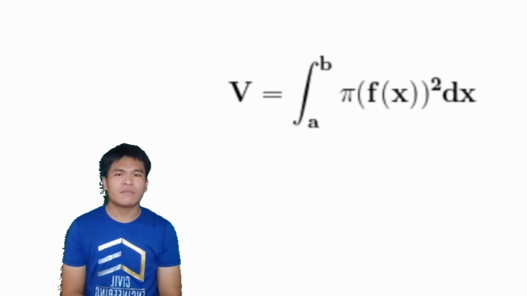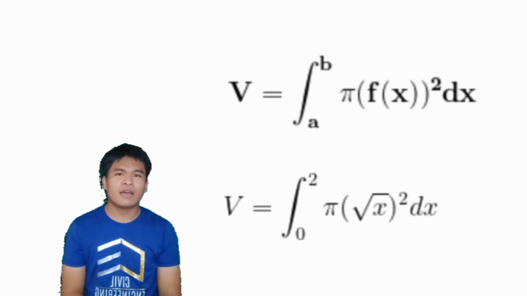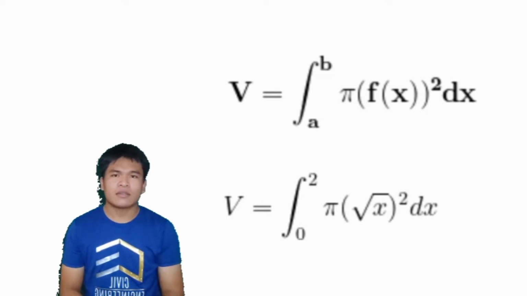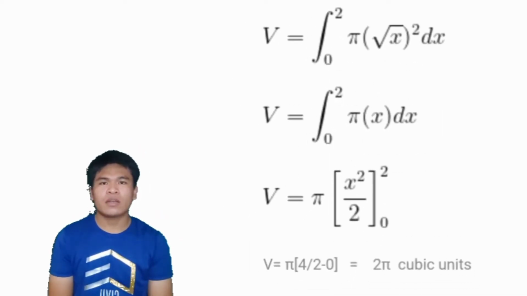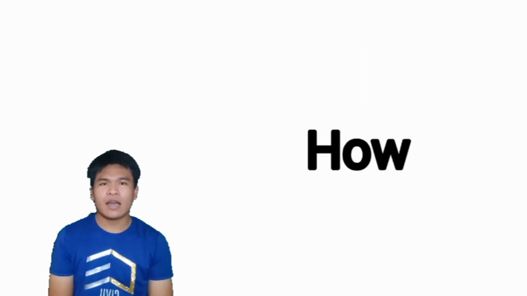Since the axis of rotation is the x-axis, we will use the formula volume equal to the integral from a to b of pi times function of x squared dx. By applying the values into the volume formula, we get the volume equal to the integral from 0 to 2 of pi times square root of x squared dx. By evaluating it, we will come up with an answer of 2 pi cubic units. So that is how the disk method works.